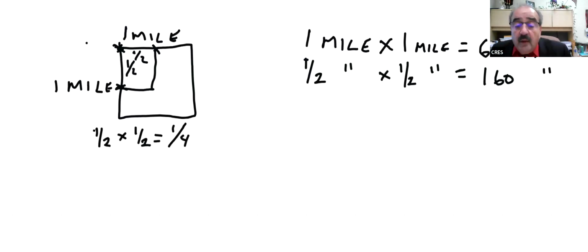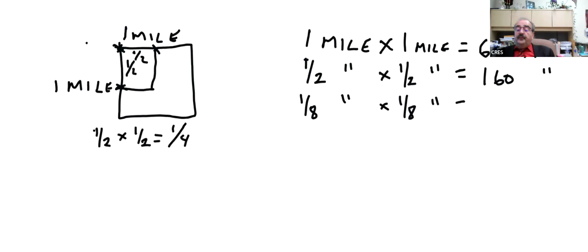1/8 of a mile by 1/8 of a mile. How many acres do you think that equals? So it's 10. Let me show you. Fractions. 1/8 times 1/8. 1 times 1 equals 1. 8 times 8 equals 64. 640 divided by 64, the answer is 10.